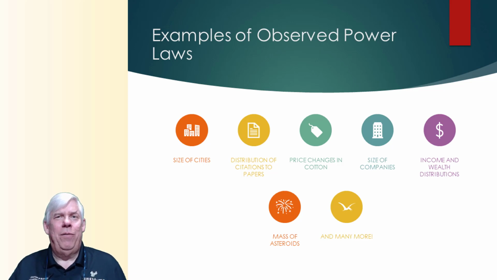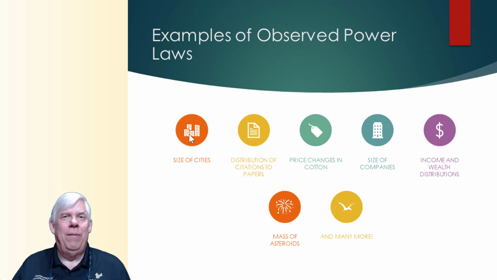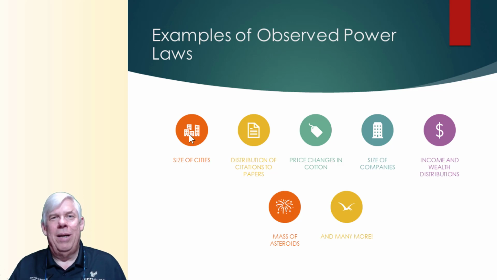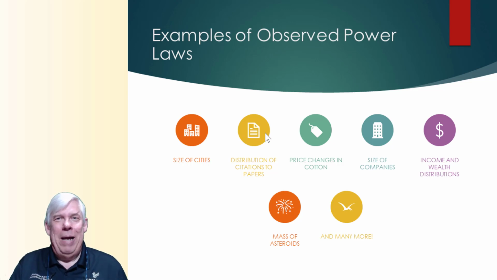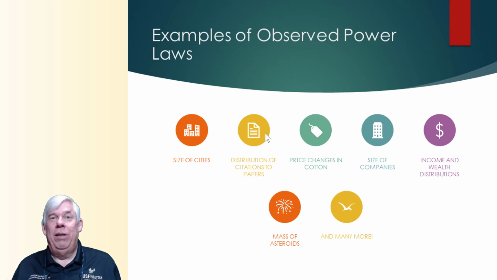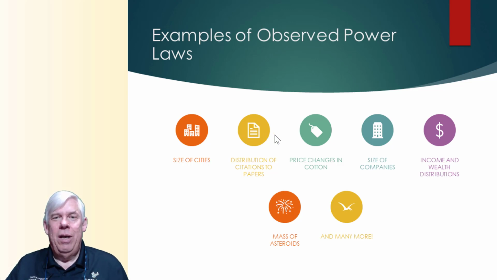I've already talked about the fact that the magnitude of earthquakes is distributed according to power laws. What are some other examples of power laws that we see? Well, the size of cities is distributed according to power laws. That was one of the first observations that led to the 80-20 rule by Pareto, and I'll talk about that a little bit later. The distribution of citations to papers, if you're a researcher. There are some papers that just get an extraordinarily large number of citations.